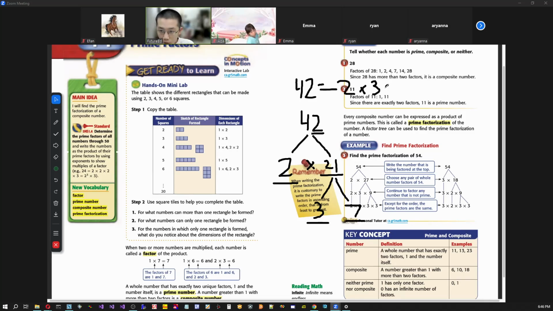So none of these numbers are composite. We know they're all prime, so we can't break it down any further. Otherwise, we just get a bunch of ones, and we still have the same group of numbers over here. And continuing down is just continuing to factor any number that's not prime, which we did over here, right? And then except for the order, the prime factors are the same, which I'm pretty sure everyone knows.